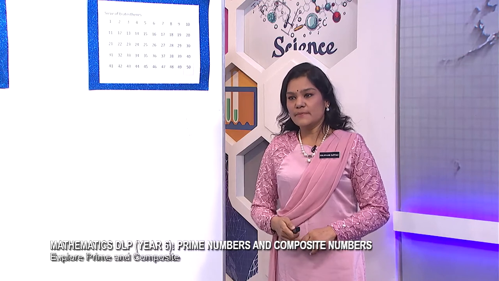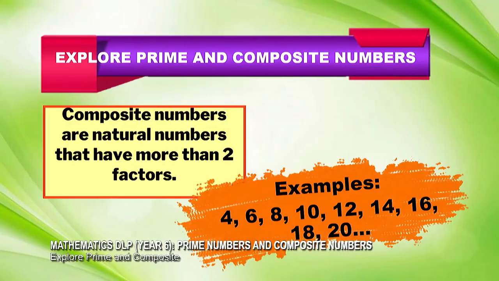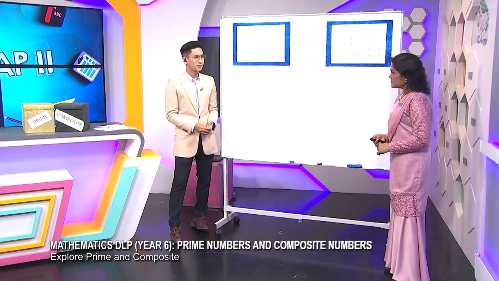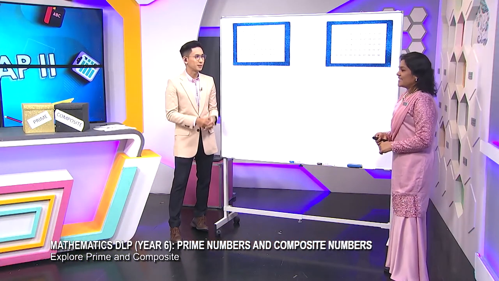Composite numbers are natural numbers that have more than 2 factors, as highlighted by Chris just now, 15. Examples are 4, 6, 8, 10, 12, 14, 16, 18, 20. Why are they all composite? Because they have more than 2 factors. What is composite? It's a new word today. I'm not too sure, teacher. It's a mixture? I don't know.